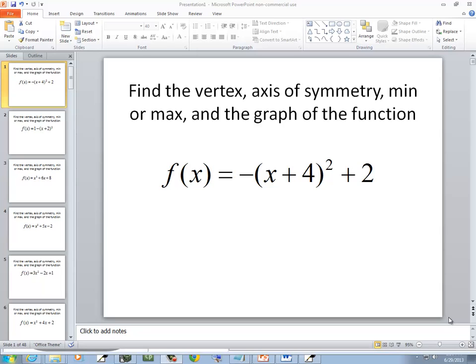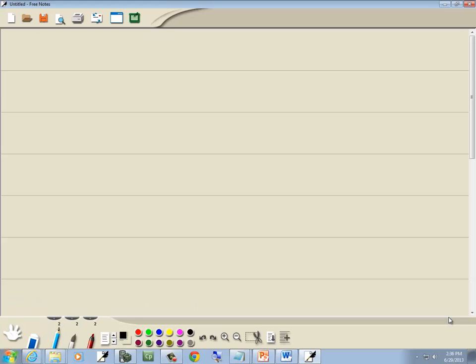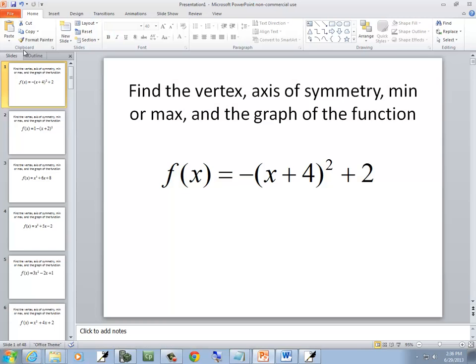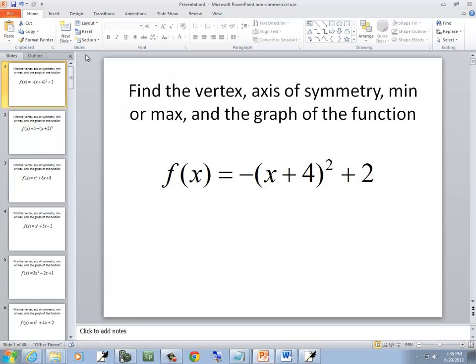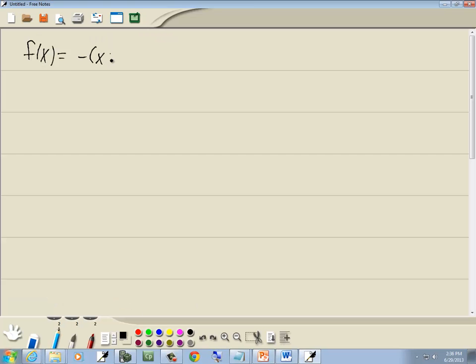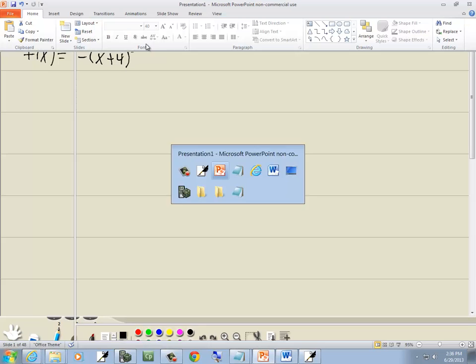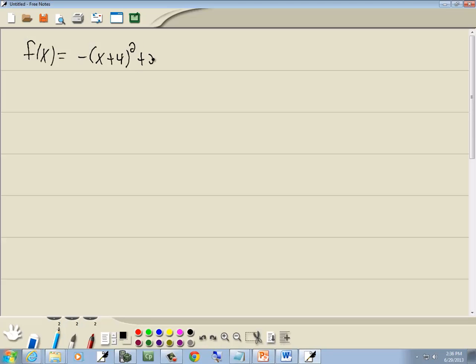In this problem, we want to find the vertex, axis of symmetry, min or max, and the graph of the function. So we've got f of x is equal to negative (x plus 4) squared plus 2. And this is in standard form. Remember, standard form looks like this: a times (x minus h) squared plus k.